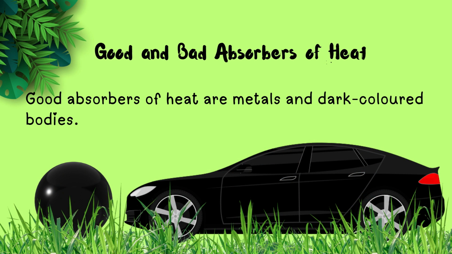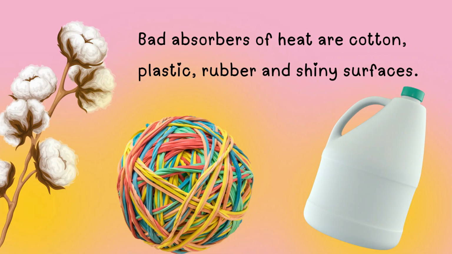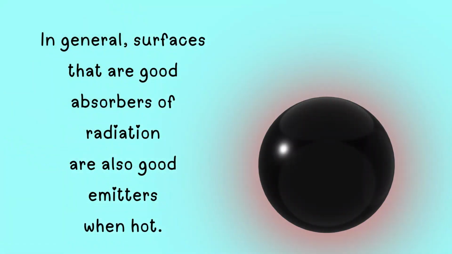Good and bad absorbers of heat. Good absorbers of heat are metals and dark-colored bodies. Bad absorbers of heat are cotton, plastic, rubber, and shiny surfaces. Some surfaces also emit radiation better than others when they are hot. The cooling fins on the heat exchanger of a refrigerator are painted black so that they lose heat more quickly. In general, surfaces that are good absorbers of radiation are also good emitters when hot.